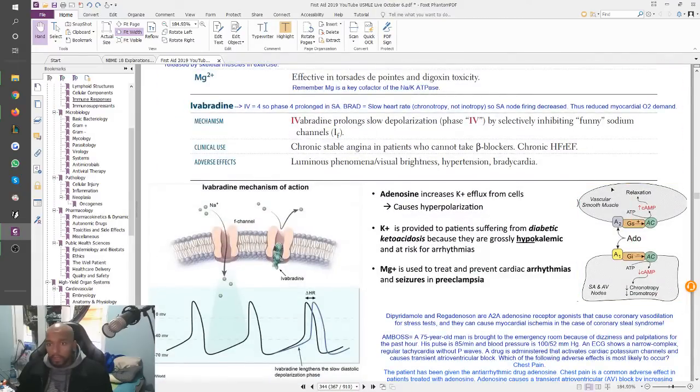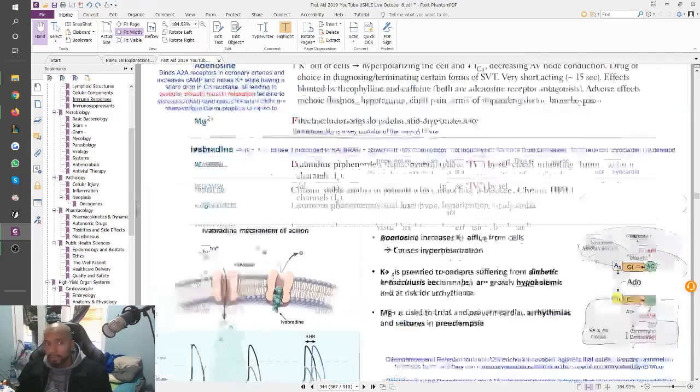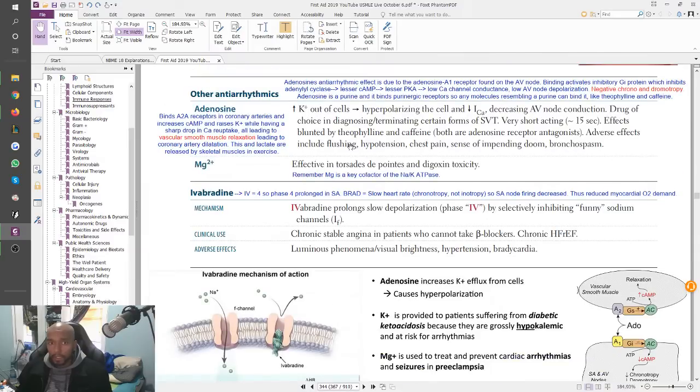This one. Okay, so you can see in vascular smooth muscle, it uses A2 and GS to increase cyclic AMP and cause relaxation of blood vessels. Okay, so that's the coronary blood vessel dilation right there. But in SA and AV nodes, it decreases chronotropy and dromotropy by using A1 and GI. Right, decrease cyclic AMP. Two different mechanisms of this medication.